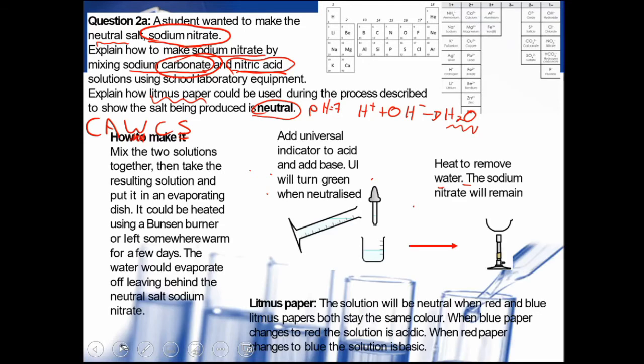So, how to make it? Mix the two solutions together, then make the resulting solution. Put in an evaporating dish, could be heated. Okay, that's how to evaporate it. But anyways, you add in universal indicator to it, add a base, it will turn green when it's neutralized. Heat to remove the water, the sodium nitrate will remain. And the solution will be neutral when the red and blue litmus paper both remain the same color. We said all of that.